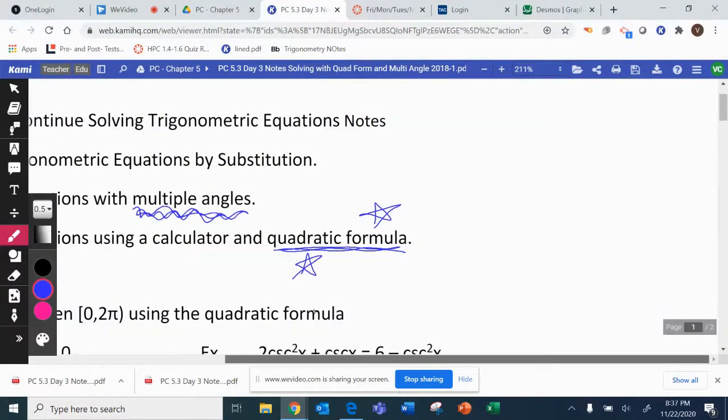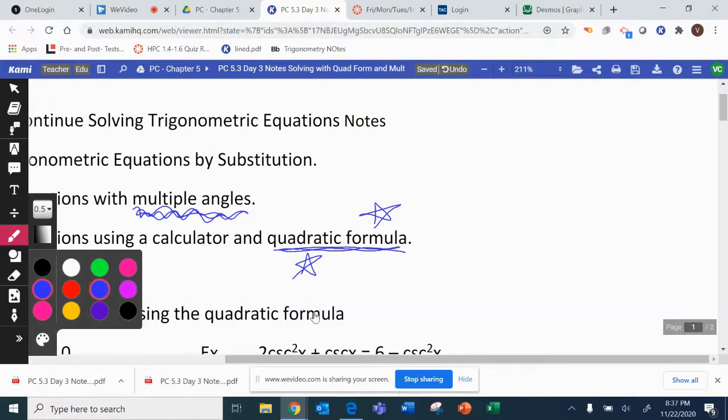If you did not have a teacher that sang the quadratic formula for you last year, I feel really bad for you, but I will do that for you now.